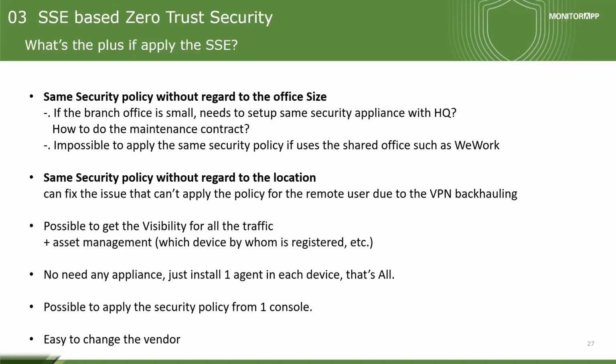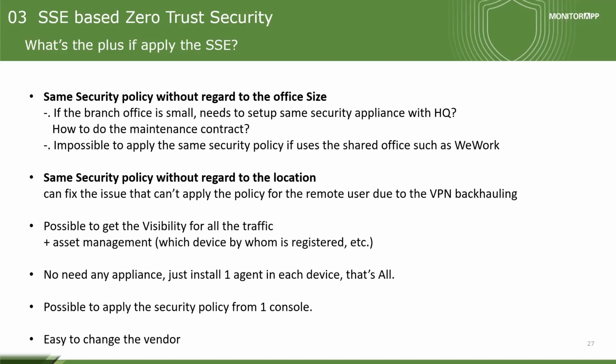And also, if you have a shared office like WeWork, it's impossible to set up additional security appliances like IPS, a firewall, or something like that. But in the case of the SSE, you don't need to install any appliance. Just install the agent, that's all. And as I mentioned several times, if you apply the SSE, we can have the same policy without regard to the location, whether the user is a remote user, in the office, or outside.